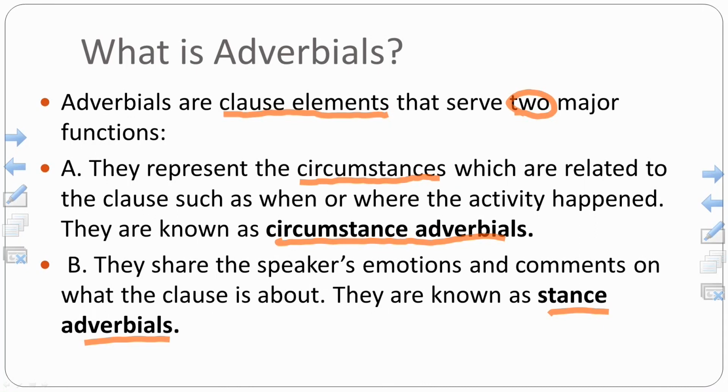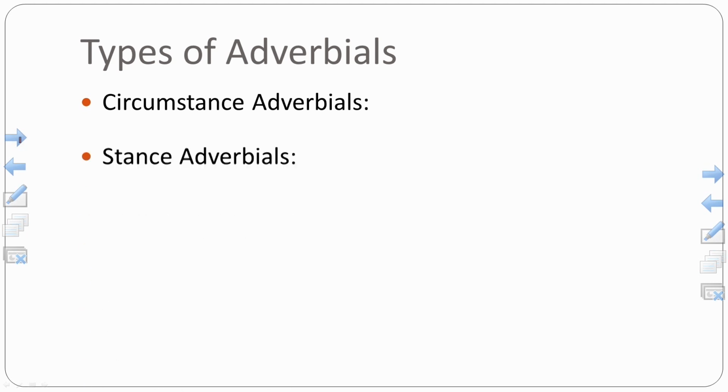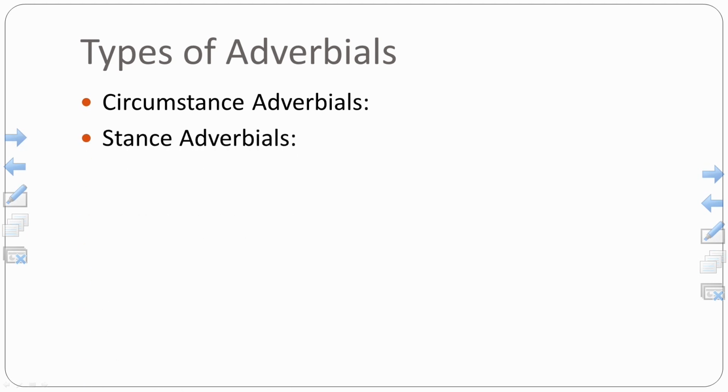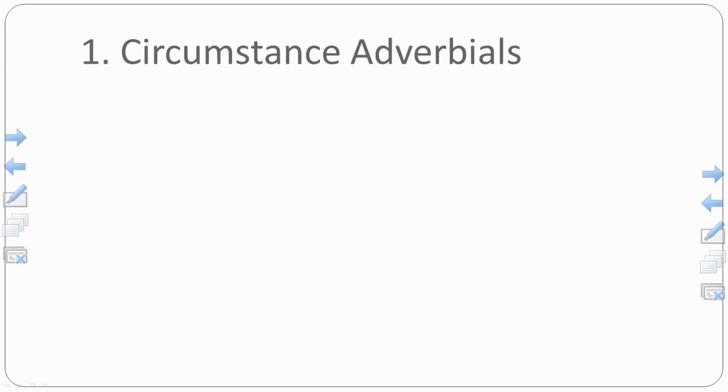Now, types. Look at the types of adverbials that we are going to study in this session. One is circumstance adverbial. Second is stance adverbials. Third one is epistemic. Fourth one is attitude. And the fifth one is style adverbials. So we'll go one by one. All the adverbials we'll see in detail.